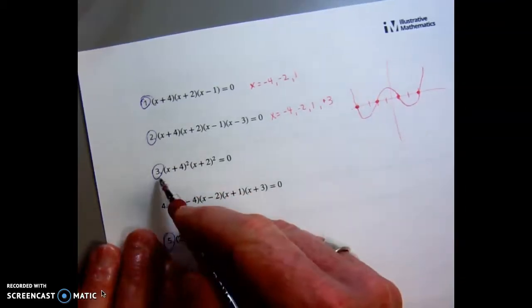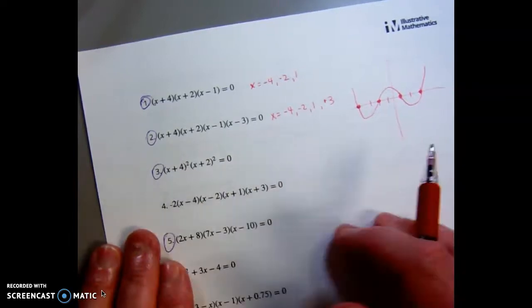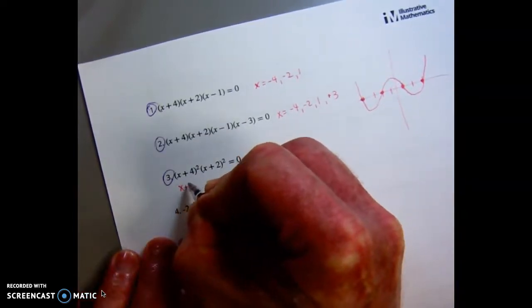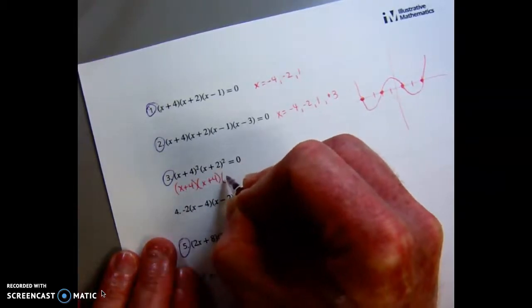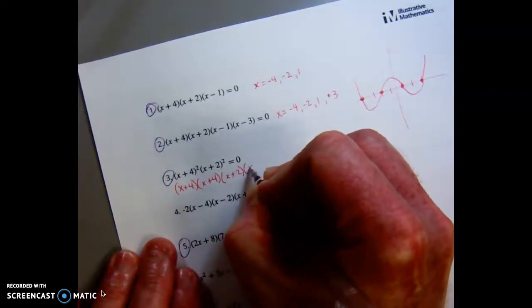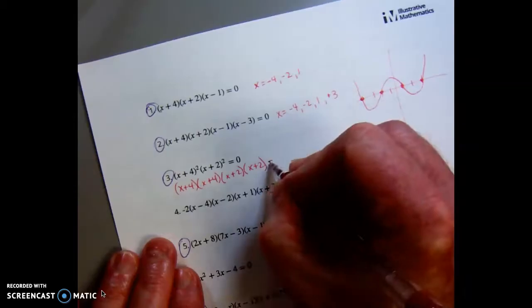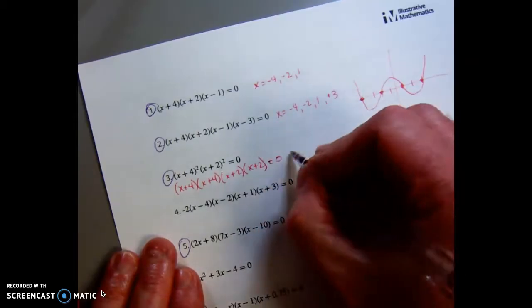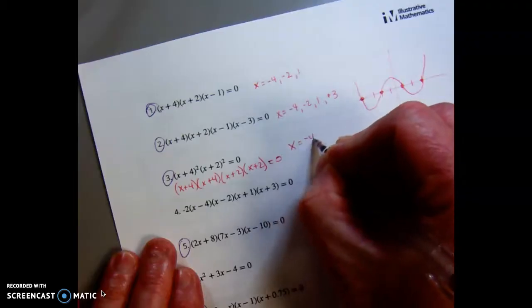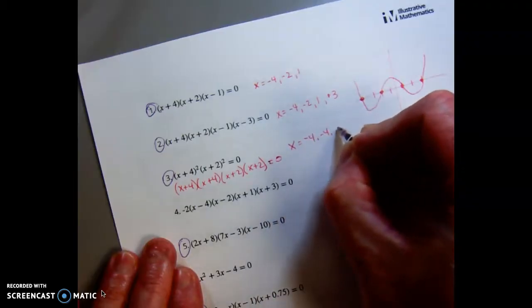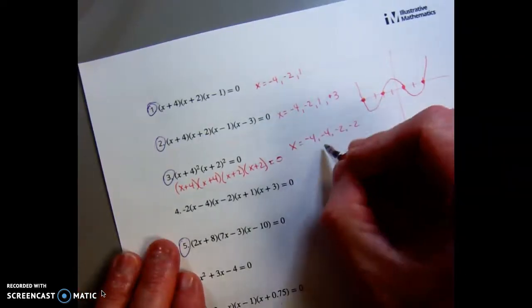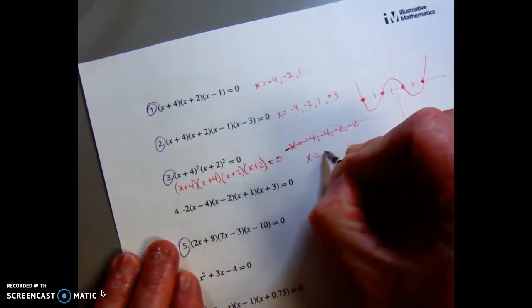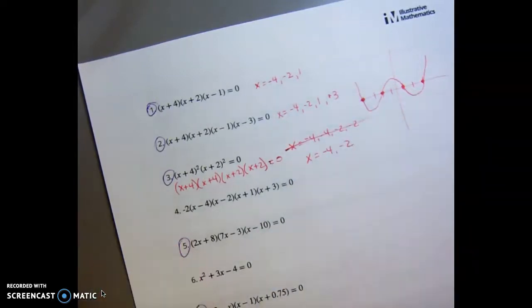All right, number 3, this says it's got a multiplicity. So what this really means is this is x plus 4 times x plus 4, because it's second power, times x plus 2 times x plus 2 equals 0. Well, there's no reason to say x equals negative 4, negative 4, negative 2, and negative 2. That just doesn't make sense. So instead we're just going to say x equals negative 4 or negative 2. We just have two of them.